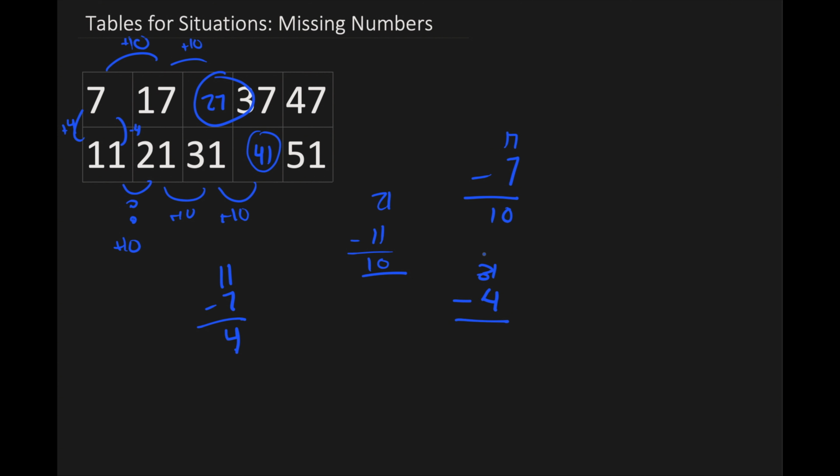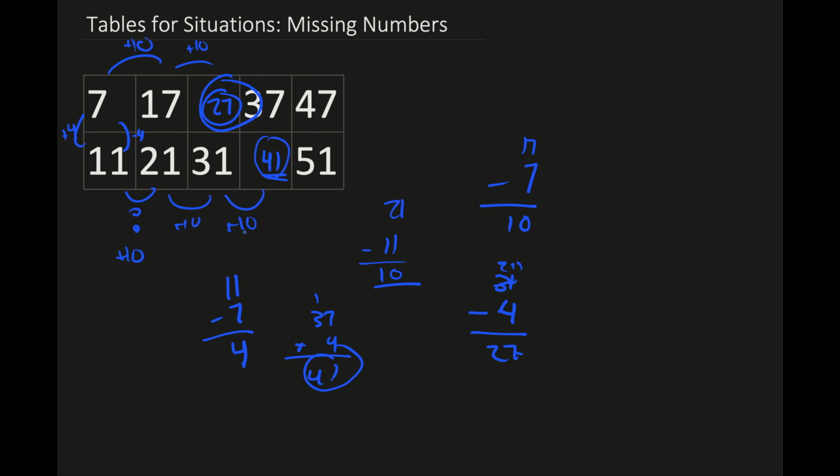Okay, so we regroup. 27. So we still got 27. Let's check it here. We have 37. So to get here, we have to add 4. So 37 plus 4. Let's regroup. 41. So we're still getting 41. Okay? So those are the two ways to find the missing numbers in a table.